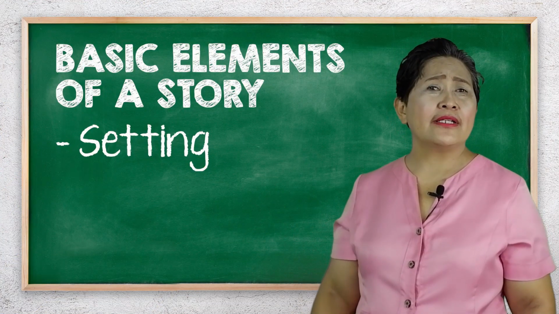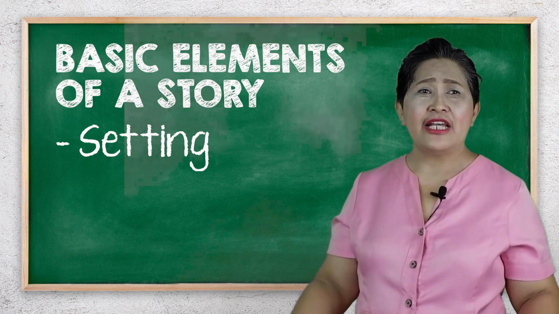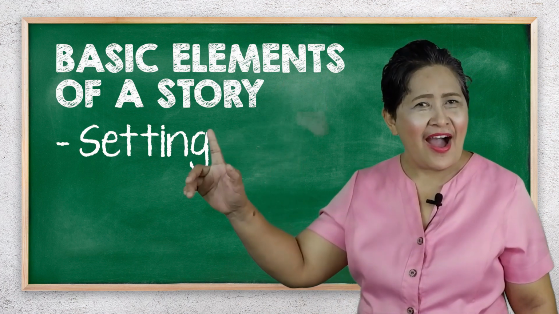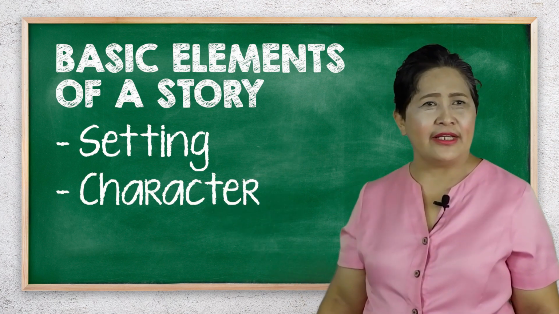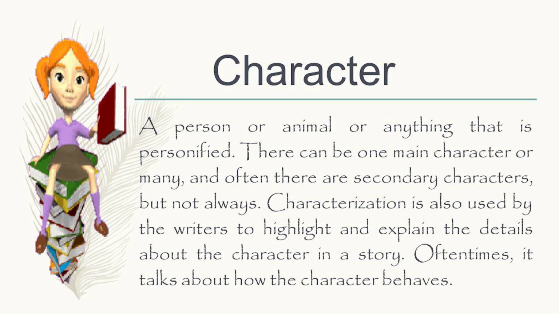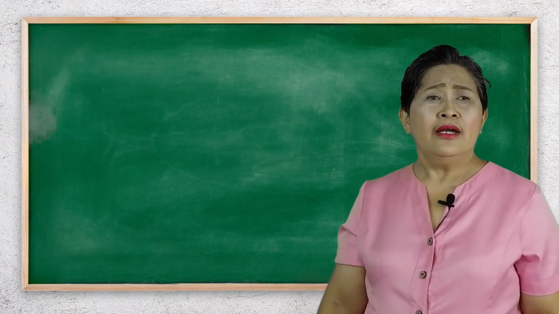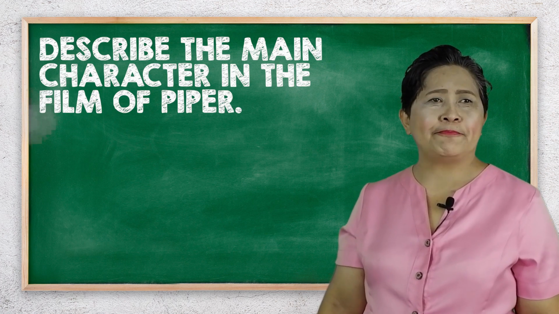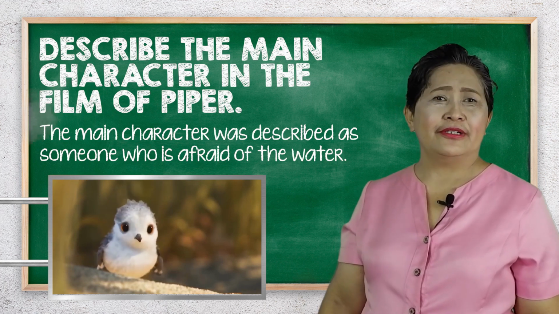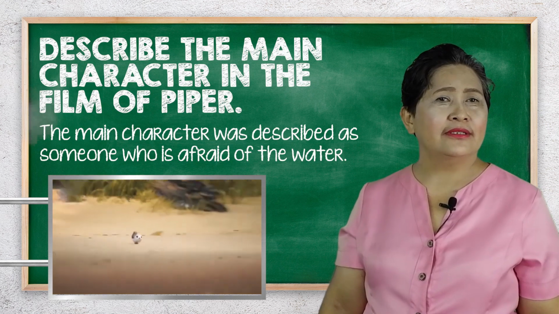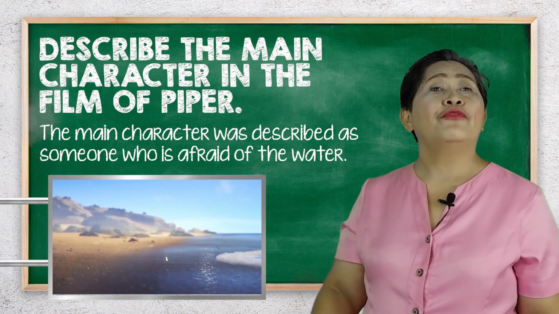What do you call a person or animal or anything that is personified in a story? That's right! It's called a character. There can be more than one character or many, and often there are secondary characters, but not always. Characterization is also used by writers to highlight and explain the details about the character in a story. Oftentimes, it talks about how the character behaves. Describe the main character in the film Piper. In the film Piper, the main character was described as someone who is afraid of the water, but eventually overcomes this fear.